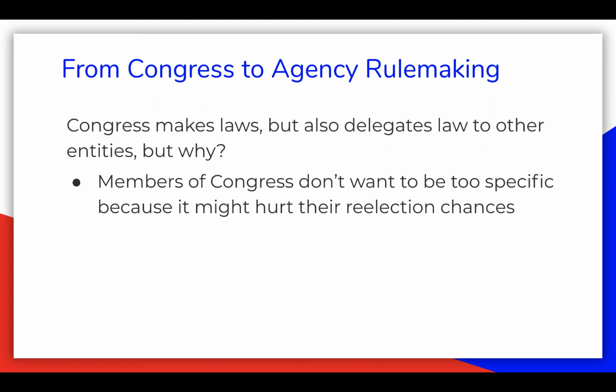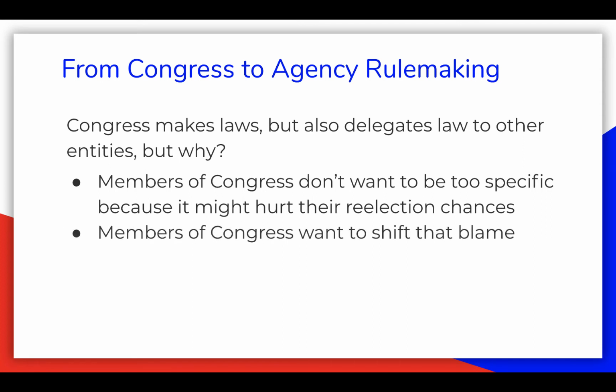First, members of Congress don't want to be too specific in defining a policy because it might hurt their re-election chances. They don't want to make anyone angry by targeting a specific industry. Second, and this is closely related to the first, members of Congress want to shift that blame. If something goes wrong, they can throw the bureaucracy or agency under the bus. Is a specific industry mad now? Well, you can blame that agency and not elected officials, okay?